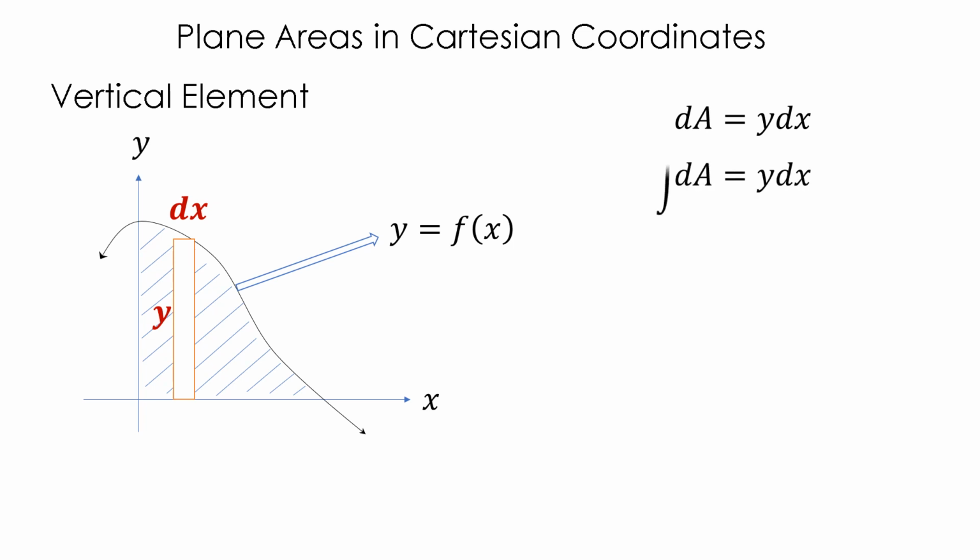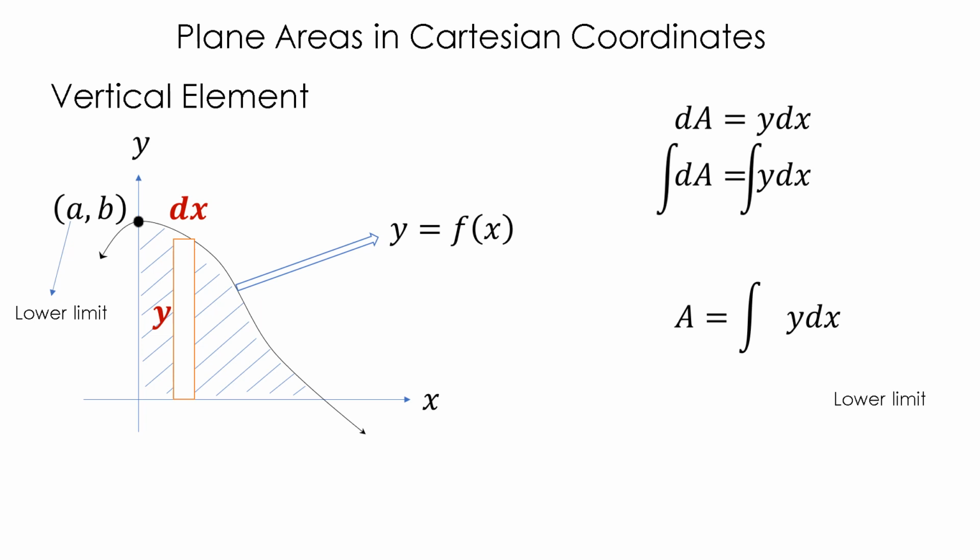If we integrate both sides of the equation, area or A will be equivalent to the integral of y dx. Let us consider this point. This point will be having coordinates equivalent to A, B. A is the x coordinate and B is the y coordinate. A becomes the lower limit. So the lower limit A is the lower limit of our integral.